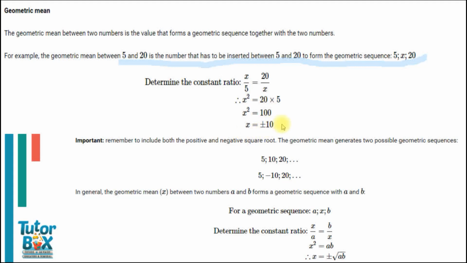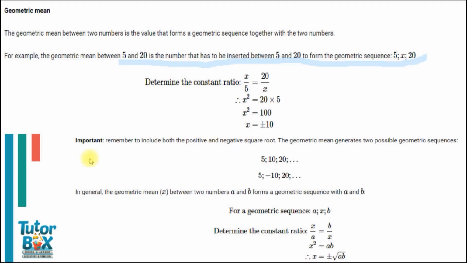Please note that this is the x that we're looking for. This x here is not the constant ratio. No, it's the x that we're looking for. The constant ratio is this part, the x over 5 and the 20 over x. Because I found that x was either plus or minus 10, if I take the positive 10 and put it here, 10 over 5, my constant ratio would be 2.